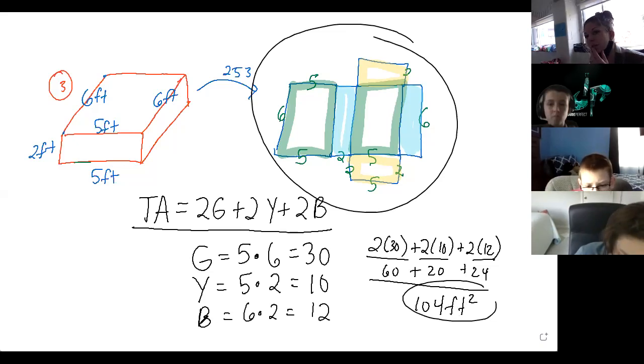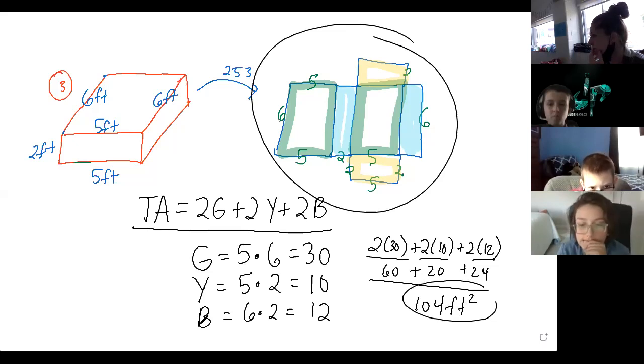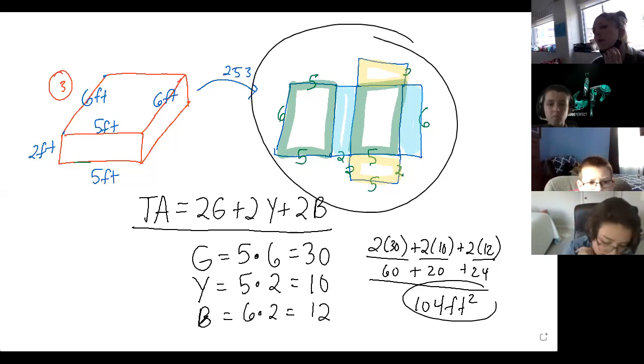How are you feeling about the prism now? A little better? Better. What do you think, Izzy? So, I didn't like this one because I didn't draw it out. I drew some of them out, but some I just wrote. So the size was 6 times 2, and then I got 12, and then I did that 2 times, and then I got the top 6 times 5 equals 30. Okay. And then I did the bottom and the front and the back, and then I added those up.